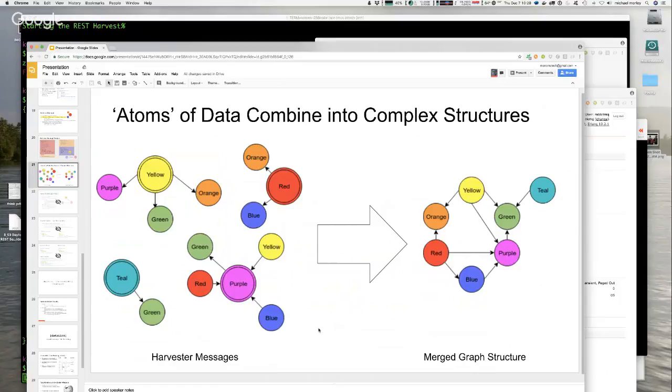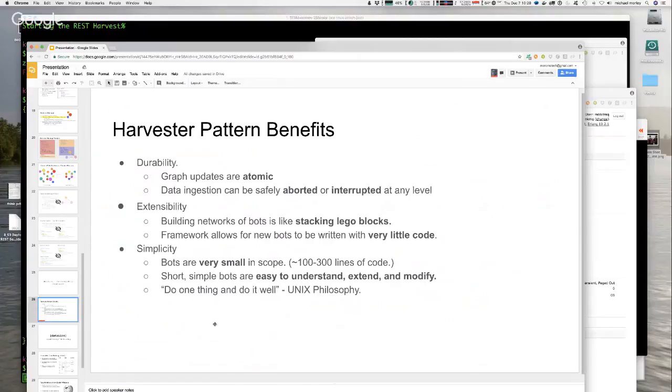Cool. So this might seem convoluted, but we actually get a lot of benefits. Like I said before, this was born out of frustration with traditional ETL processes. So the benefits of this harvester, message, data atom thing that we've built are, number one, it's durable. The harvesters can go down. The message queue is durable, so it can go down. Graph updates are tiny and atomic.